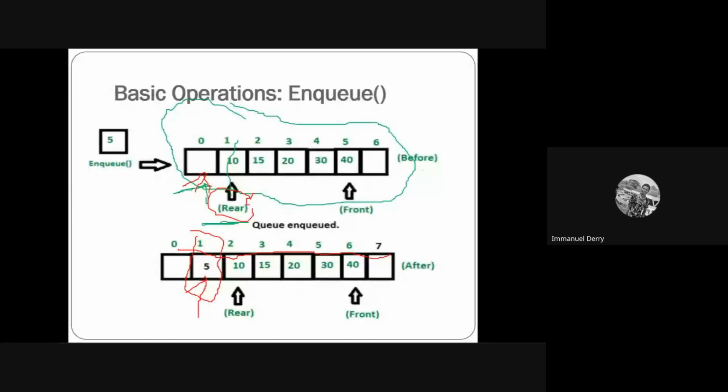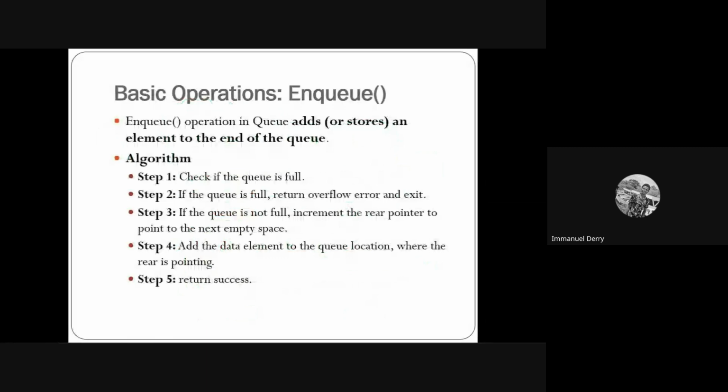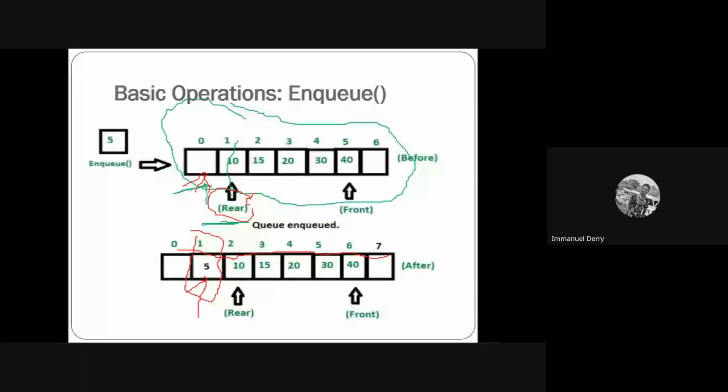So the only thing you have to notice is that you first check if the queue is full. If it is full, you print an overflow error. If it is not full, you increment the rear position to point to the next empty space. Now you add the value and then you return a success message for the user. So that is how the enqueuing really works.